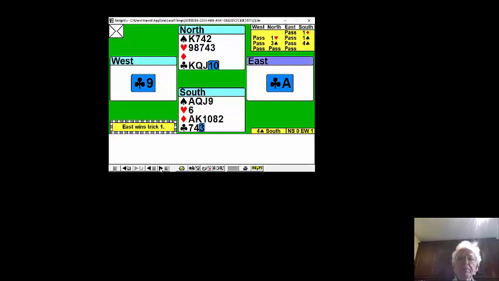West leads the nine of clubs, taken by the ace, and a heart comes back, and another heart comes back, which we trump. We now take stock. We've got four trumps from the long hand, the dummy. We've got three clubs, that's seven. A heart rough just now is eight. And two diamonds, nine, ten. Can we muster a tenth trick?